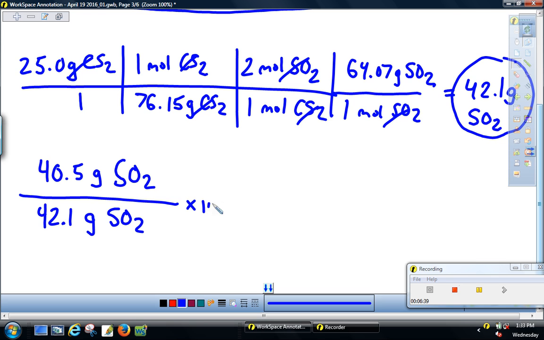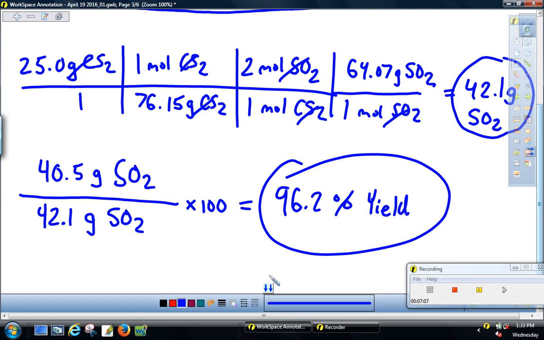We're going to multiply this by 100 to make it a percent. I may have forgot that in the opening. But yeah, we got to multiply it by 100, because percent means per 100. And 40.5 divided by 42.1 times it by 100. We get 96.2% yield. So in the lab we made 96.2% of what we calculated we should have been able to make.